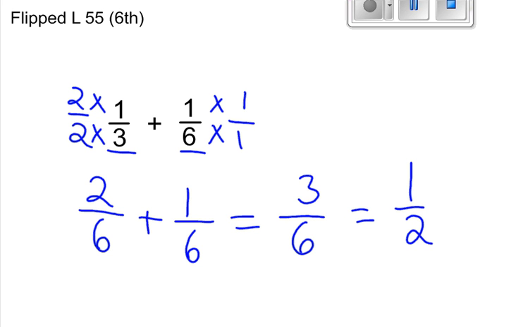And by using the number 1, I'm able to get a common denominator to solve for this. So you see how I multiplied by 1 to get a common denominator of 6. Let's try another example.